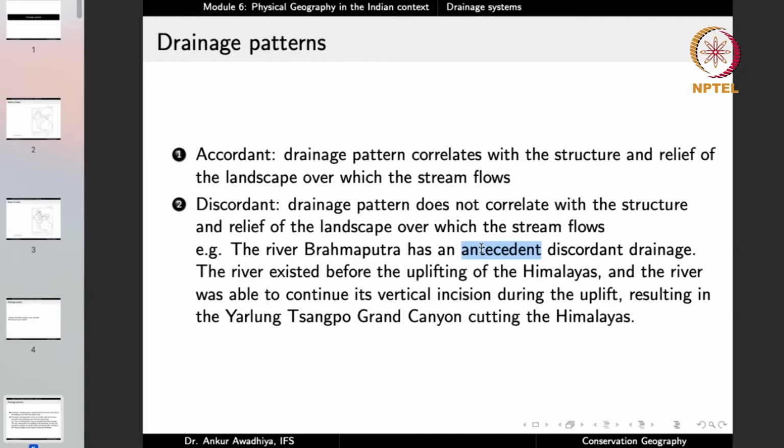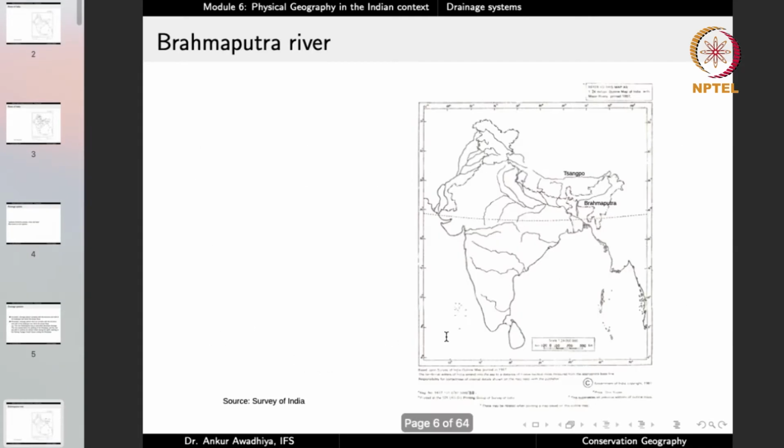So the river Brahmaputra has an antecedent discordant drainage. Antecedent means that it came before the landscape came into existence. So the river existed before the uplifting of the Himalayas, and the river was able to continue its vertical incision during the uplift, meaning that it continued to cut the mountains vertically through the process of erosion, resulting in the Yarlung Tsangpo Grand Canyon cutting the Himalayas.